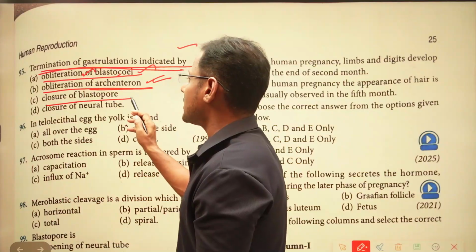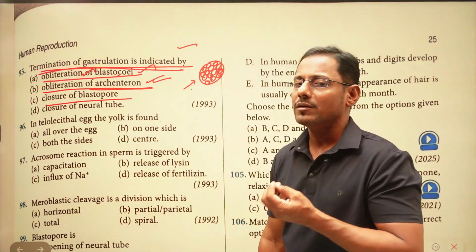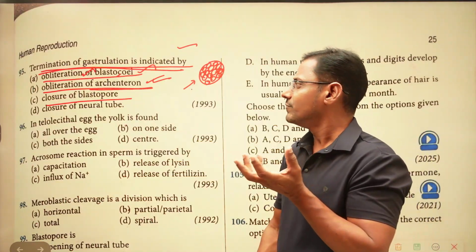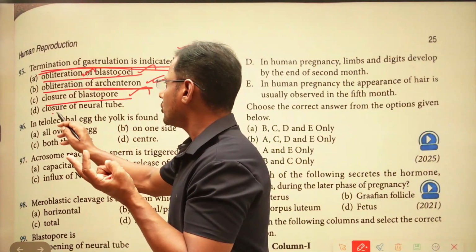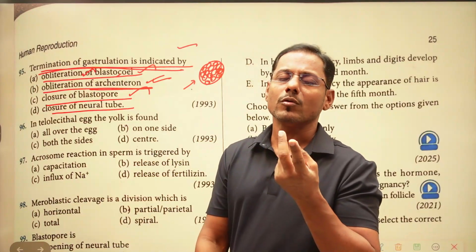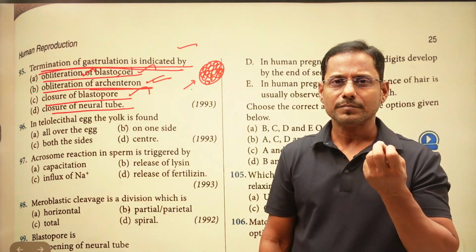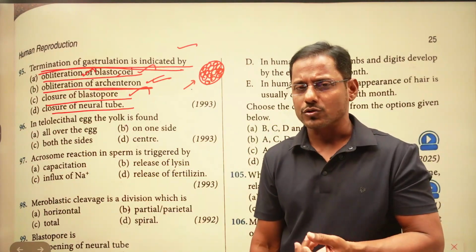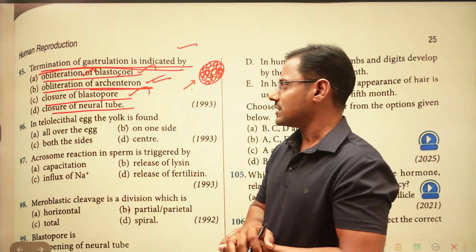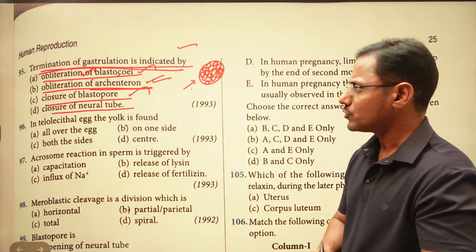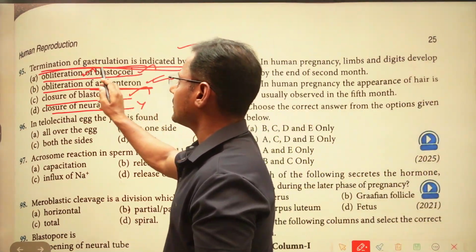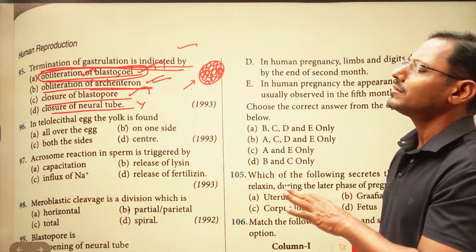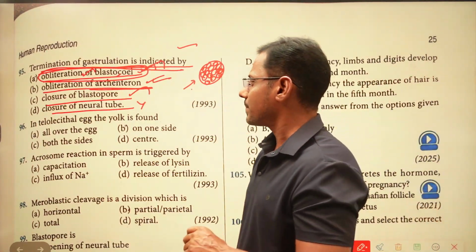And closure of blastopore? If the blastopore closes, we would not have a mouth. Closure of neural tube? If the neural tube is closed, CSF would not be present inside the neural tube. So these are wrong. Ultimately, the right answer is obliteration of the blastocoel. It indicates the termination of the gastrula phase.